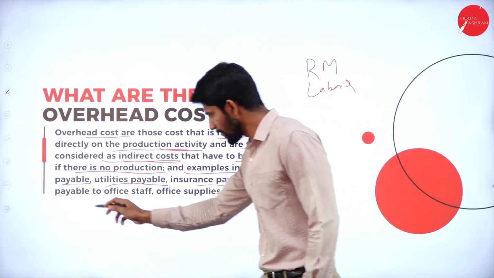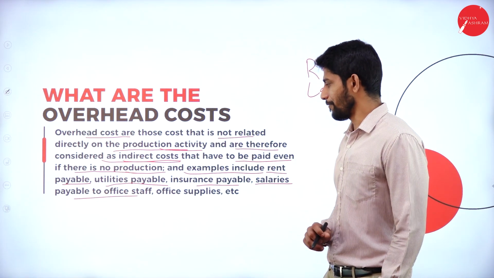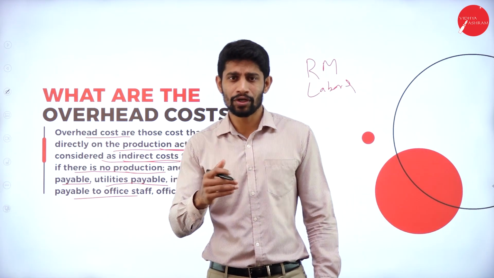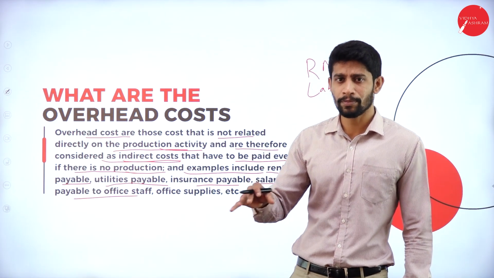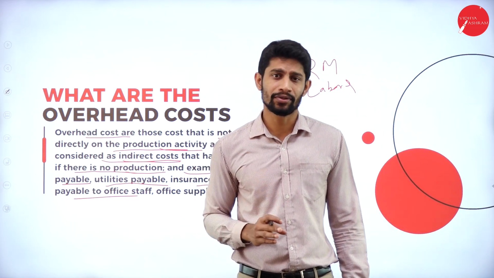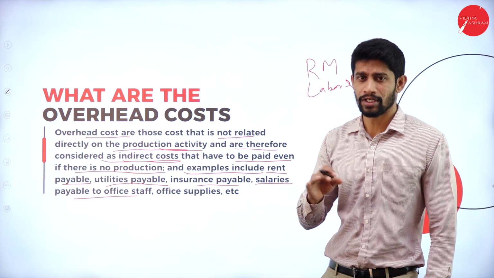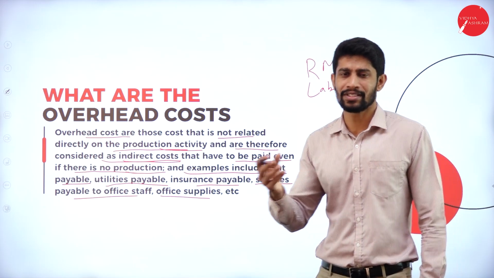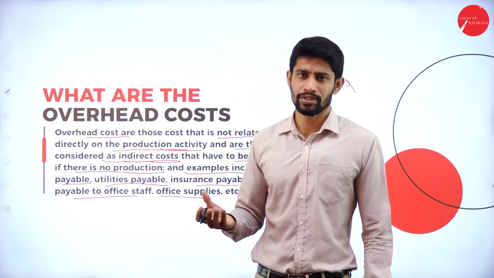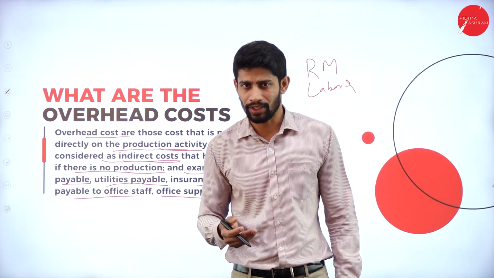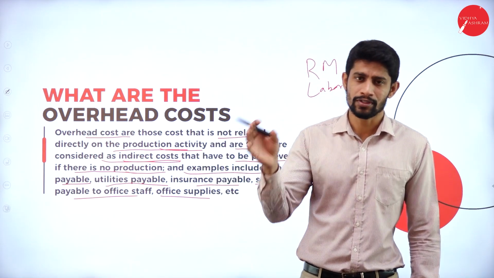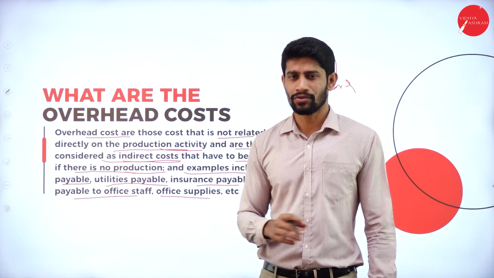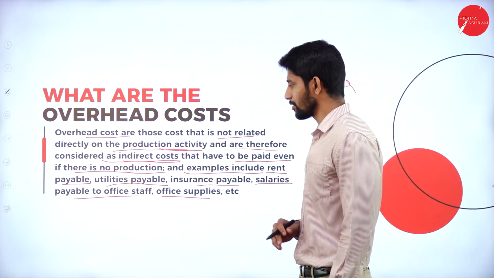Next, salaries payable to office staff. If you have hired office staff, even though they are not producing the product, if the office people are working, then you are supposed to pay salary to them. So that is also an indirect cost. Next, office supplies, for example, stationery. Whatever stationery you are purchasing will not relate to your production activity. Whether you are producing the product or not, you are supposed to pay for stationery. So that is also called indirect cost.